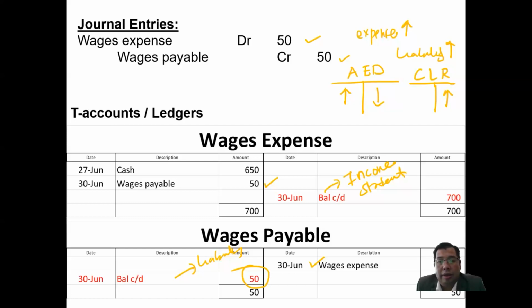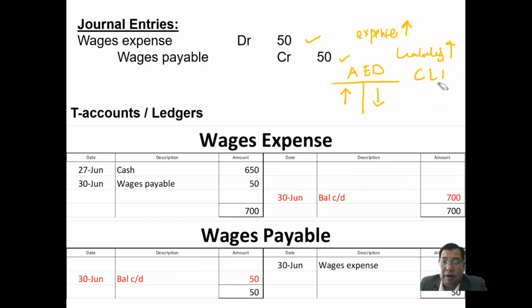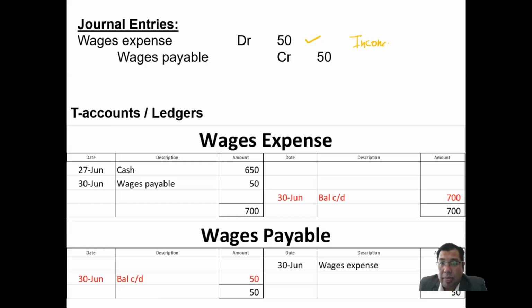Professor, can you explain that again? Okay, sure. The income statement and the balance sheet only. Every month or every year, you're going to prepare these three documents: income statement, statement of changes in equity, and balance sheet. Your income statement consists of revenue and expense. Your balance sheet consists of asset, liability, and equity.